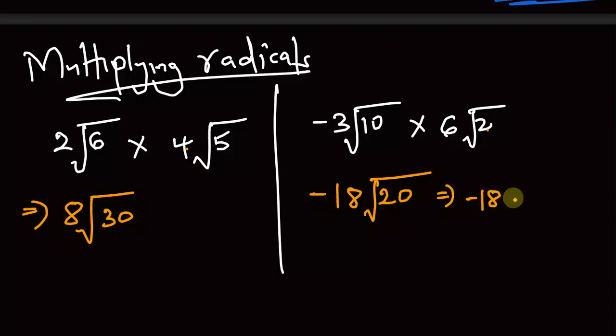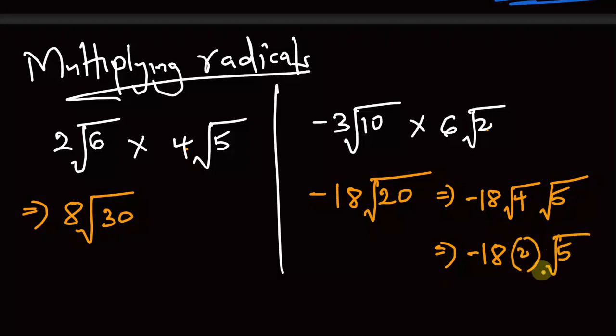So it will be negative 18 root over 4 times root over 5. That will be because root of 4 times 5 is 20. So you put it inside the root in place of 20. This will be negative 18. What is root 4? It is 2. Then root 5 remains. This is going to be negative 18 times 2, which is negative 36. Root of 5 remains. So this will be our final answer.